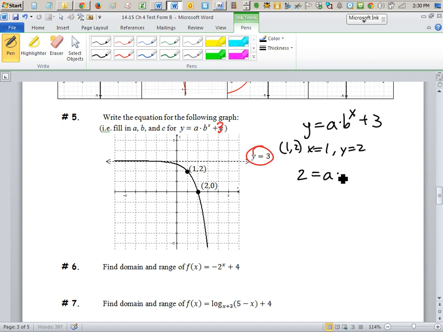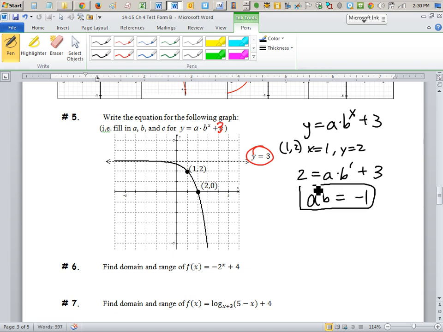I got 2 equals a times b to the first plus 3. From this I learned that ab is negative 1. Hang on to that. Let's use the other point I gave you. That's this one. So we're using this. These 2 points are on the graph there.